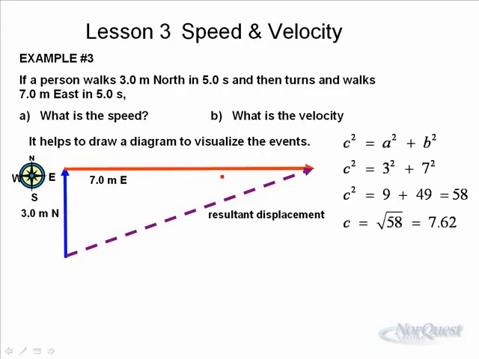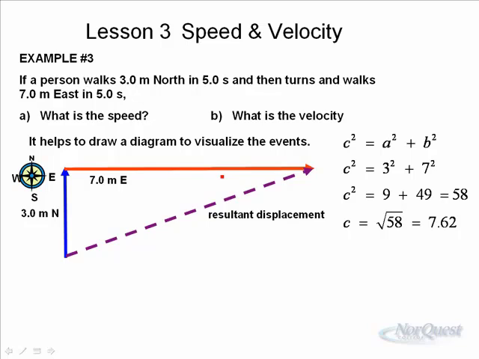And using some simple Pythagoras, c squared is equal to a squared plus b squared. We get 3 squared plus 7 squared. 9 plus 49 is 58. So c squared is 58. c is the square root of 58, or approximately 7.62 meters. All right, that's the displacement of the person, but of course, displacement is a vector.